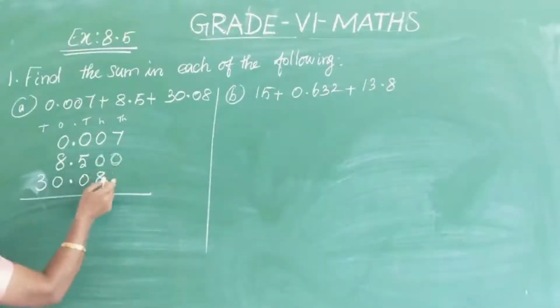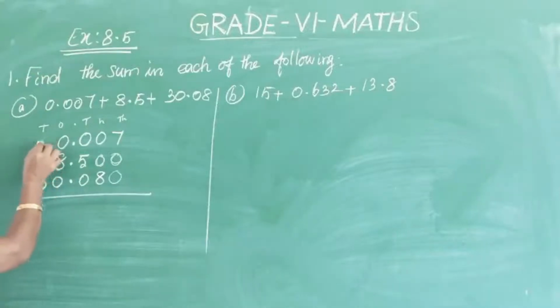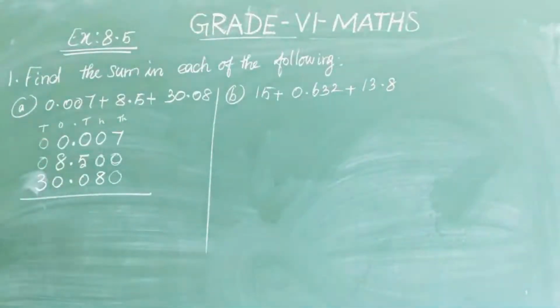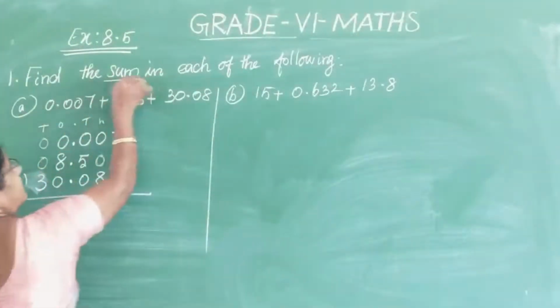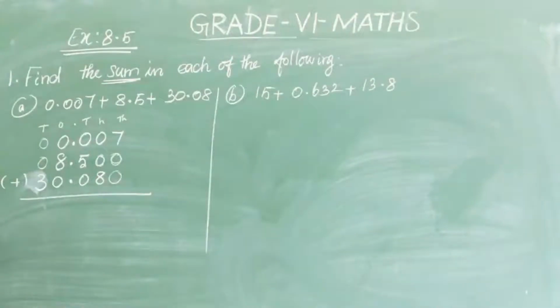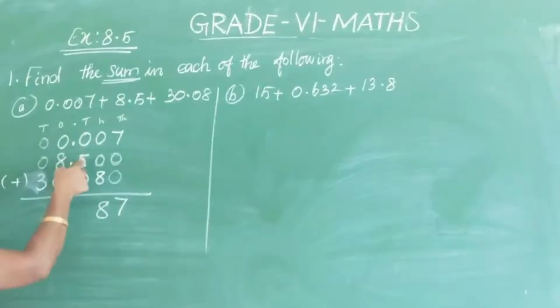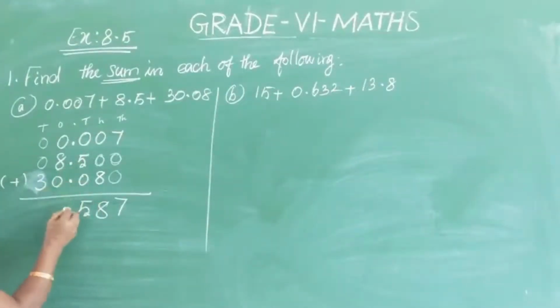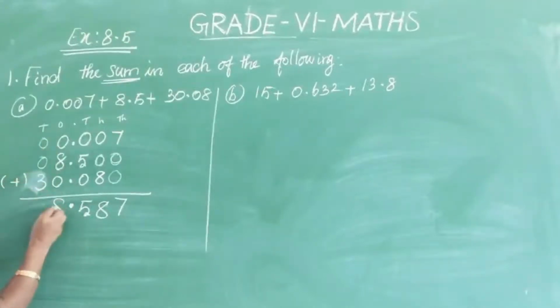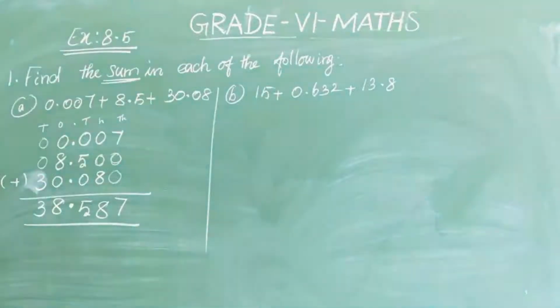So, here nothing, so we put 0. Here all this is also missing, so here also we put 0. Understand? Now we can add. Find the sum. As usual, 7 plus 0 is 7. Plus 0, 7. And we add 0 plus 0, 0. 0 plus 8, 8. 0 plus 5, 5. 5 plus 0, 5. Then, point. Then, when we add this 8, then 3. We are adding only with the zeros. So the answer is 38.587. Understand? Are you clear? Arrange the numbers very carefully. That's all. We can add together.